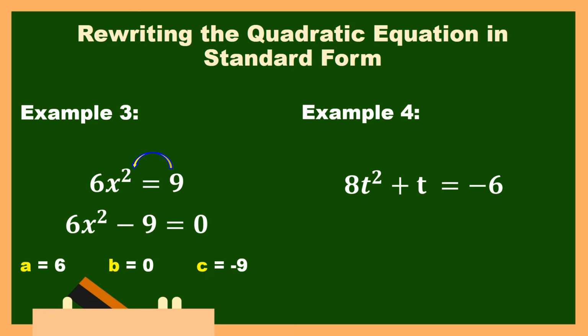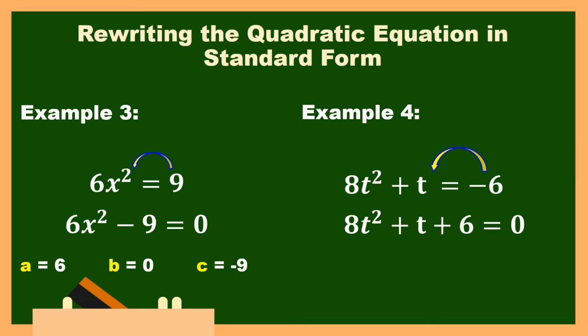Okay. So, dito, kompleto ang ating quadratic term, linear term, at constant term. Pero, hindi siya naka-standard form. So, ang gagawin natin ay ililipat natin yung negative 6 papunta sa kabilang side. So, nakasunod na siya kay t. So, magiging 8t squared plus t plus 6 equals 0.